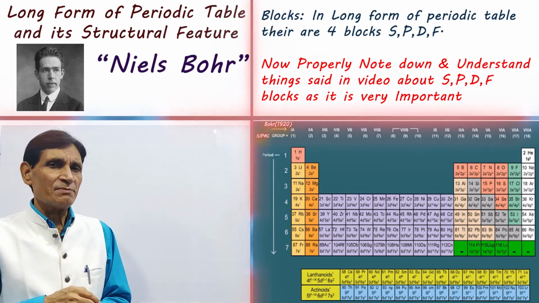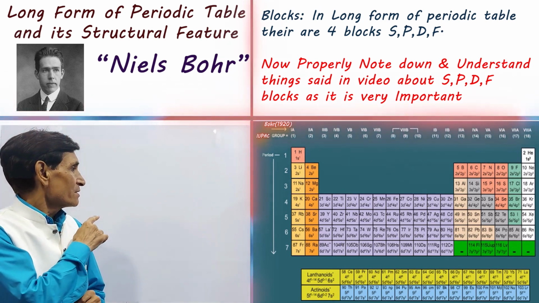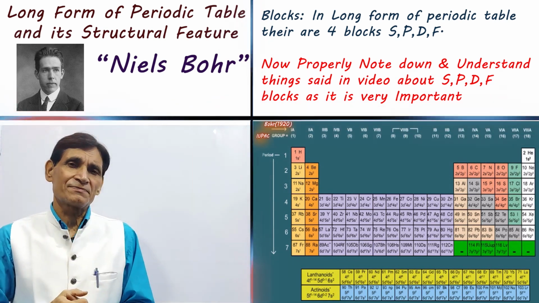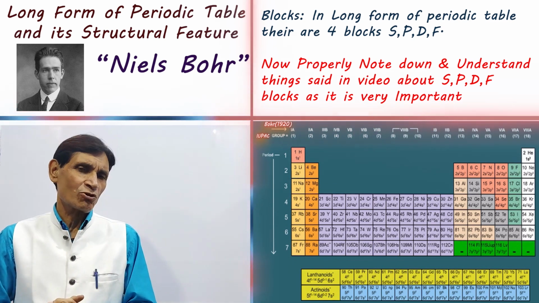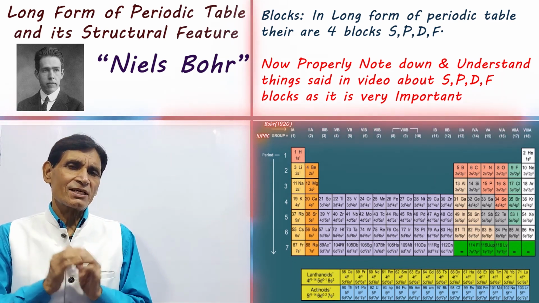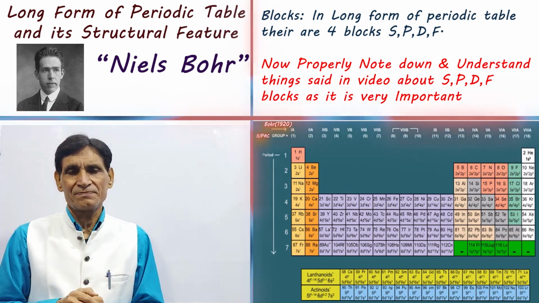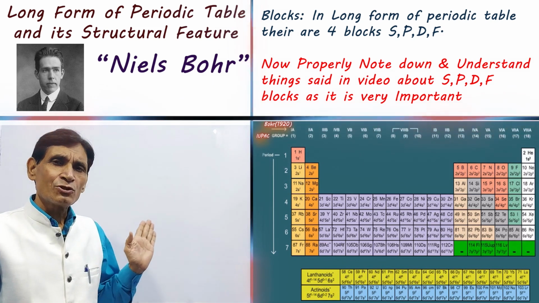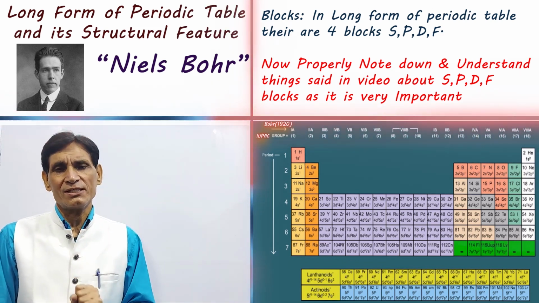Next, d block elements. D block elements are group 3 to group 12. Why are they called so? Because the last electron enters the d subshell or d orbital. This is why these elements from group 3 to group 12 are called d block elements or transition elements.